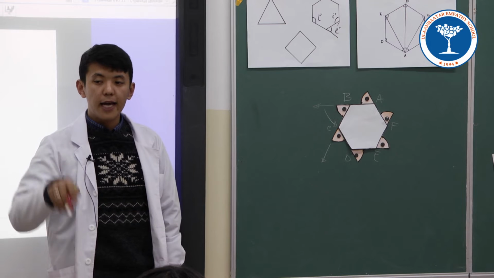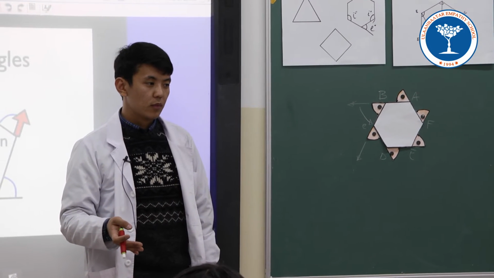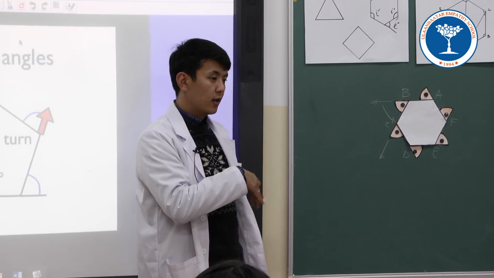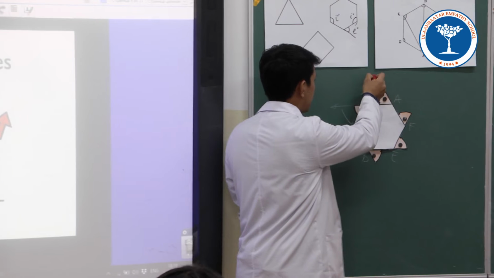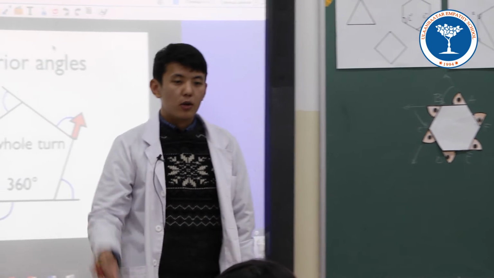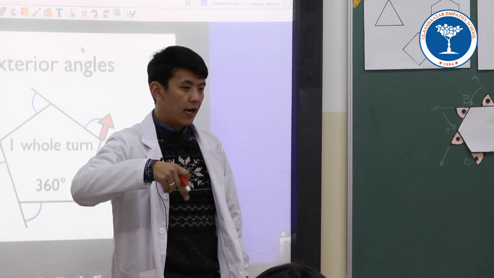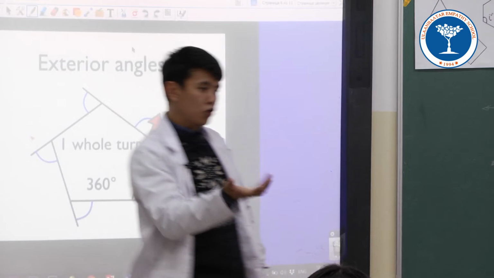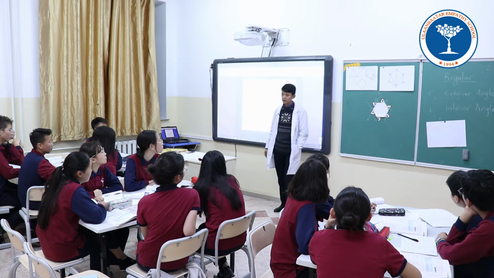At the end, where will I be? After F, I will come back to my starting place, yes? I will go to this side and turn back. What did I do? I made a whole turn, yes? So it should give you a clue about exterior angle.